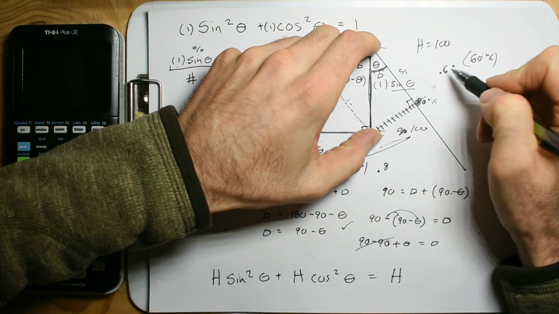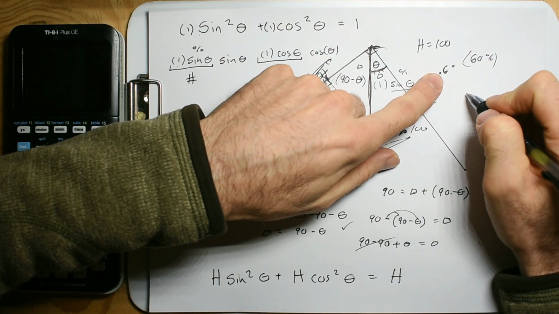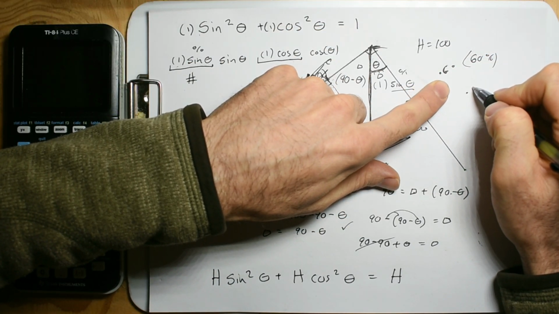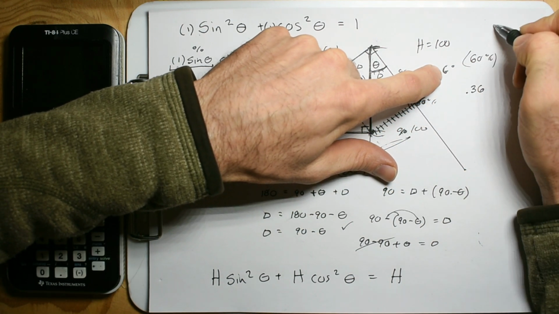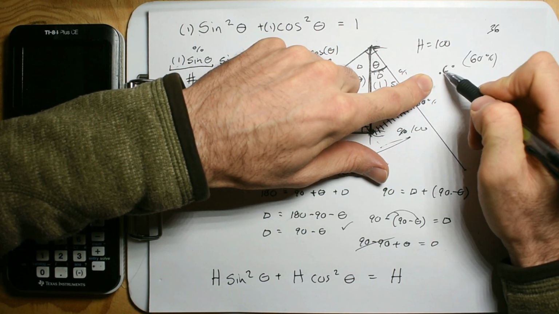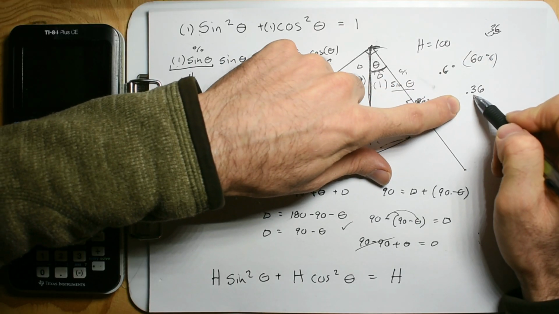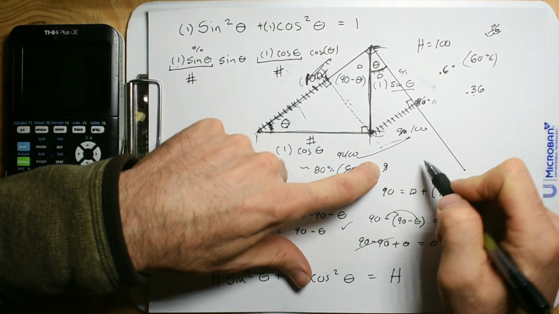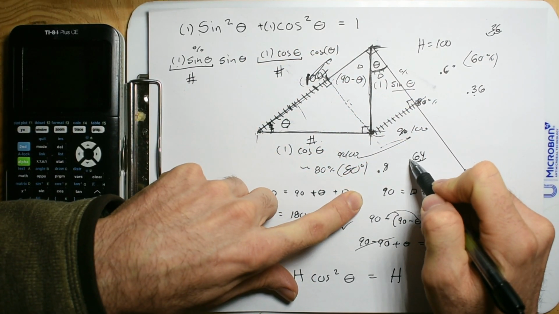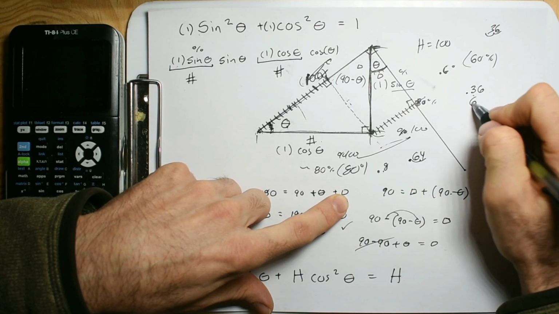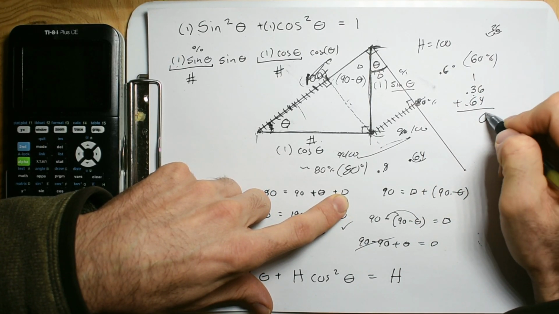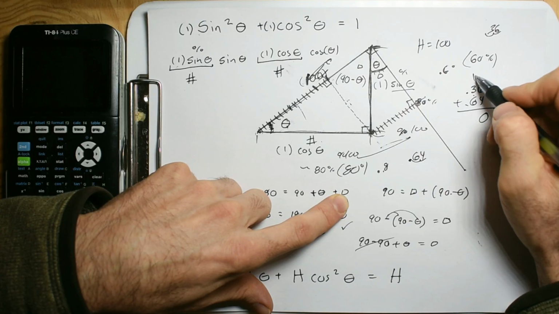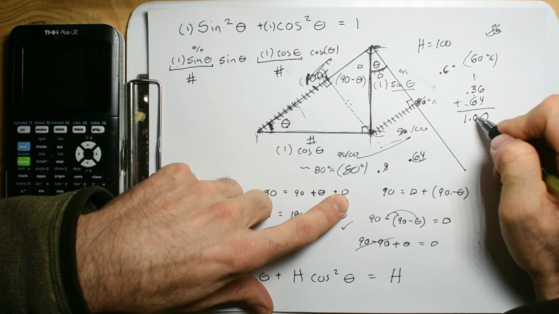So what we're going to do is square that number. If we square 0.6, we get 0.36. And how you would do that is 6 times 6 is 36, but we've got to move the decimal place twice, so we get 0.36 there. Same thing here. 8 times 8 is 64, but we've got to move the decimal place twice. So 0.64 plus 0.36 is exactly 1.